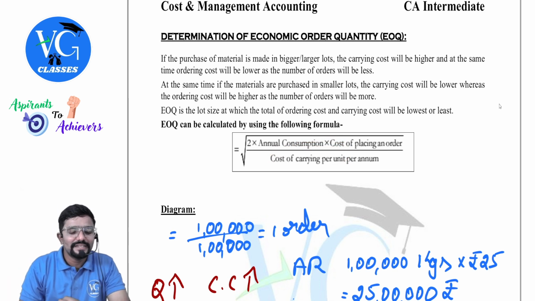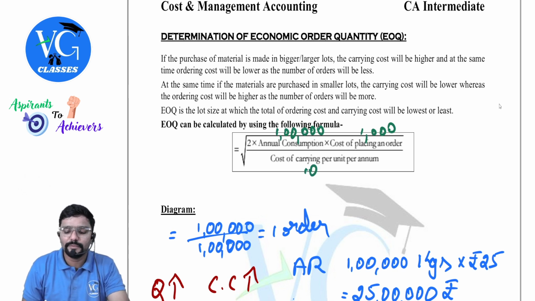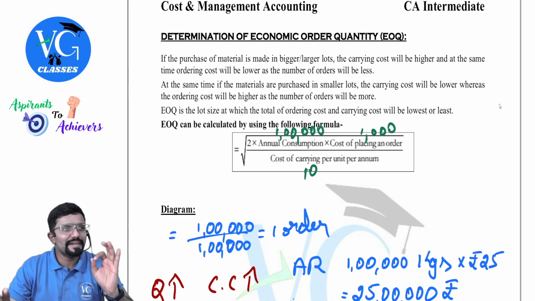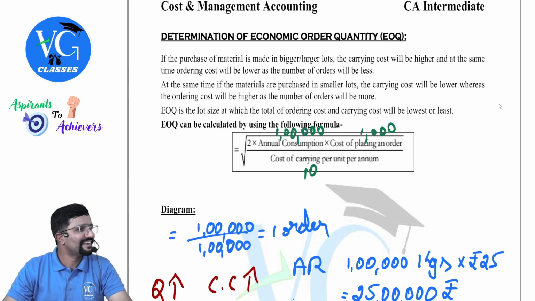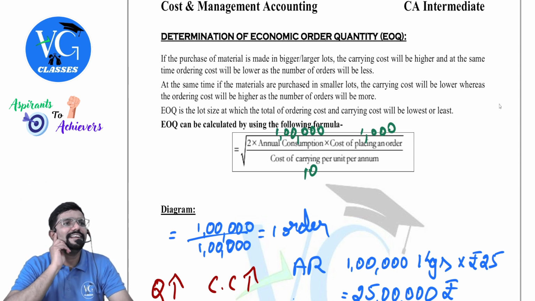Clear? So assume, guys, I have taken annual consumption as 1 lakh. Ordering cost I have taken per order as 1000 rupees. Carrying cost per unit per annum I have taken to be 10 rupees. Now tell me, I have estimated this standing at the beginning of the year. Will it be the same throughout the year? May not be. Will it change? Yes, sir, it can change. But if I consider what the changes will be, then I cannot calculate at all.